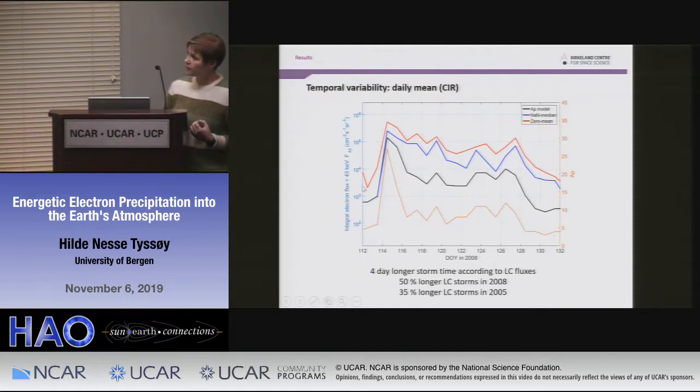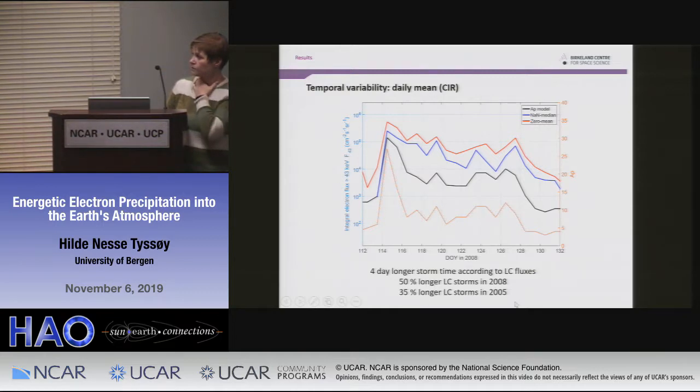We have done the exercise of estimating how long this CIR storm lasts by asking when it drops to half its maximum value. In this case, using the loss cone, we would get a storm that lasts 4 days longer compared to the AP model.